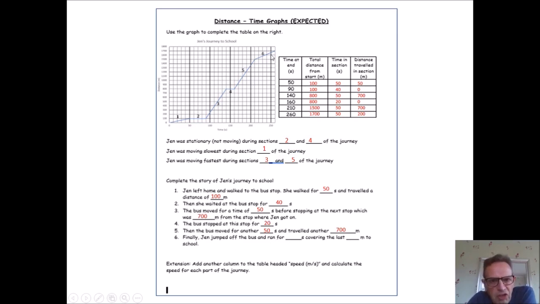Finally, Jen jumped off the bus. From here to here she's run. So she's run from 210 seconds to 260 seconds. So she's run for 50 seconds. And how far has she run? We've gone from 1,500 metres to 1,700 metres away. So she's run the last 200 metres to school.